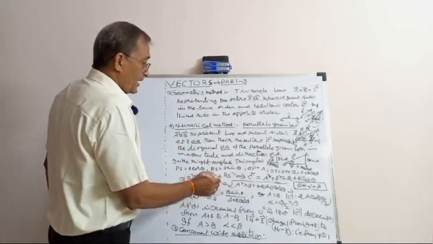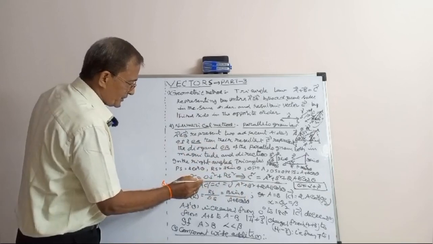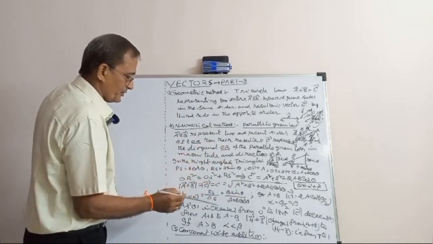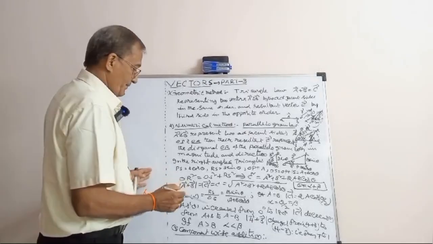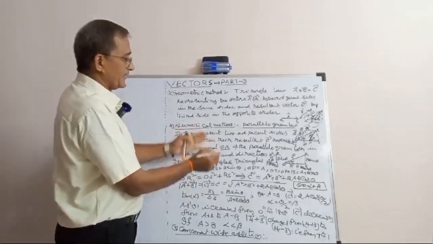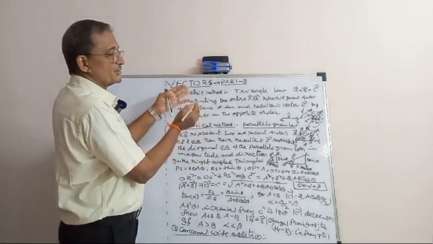And if the vectors are not of the same magnitude, you have to use this formula for magnitude and this formula for direction. Okay? So this is about the parallelogram law and this is about the triangle law.